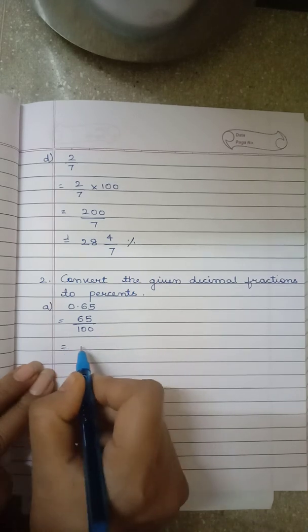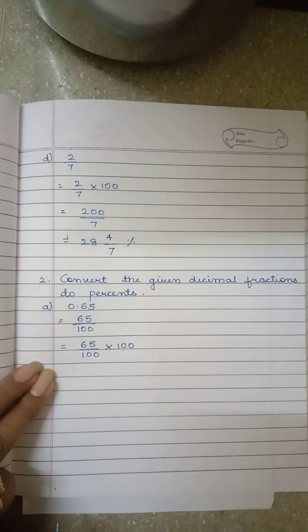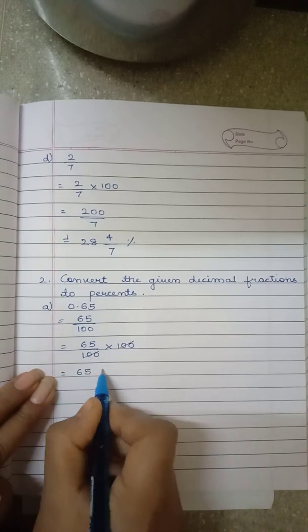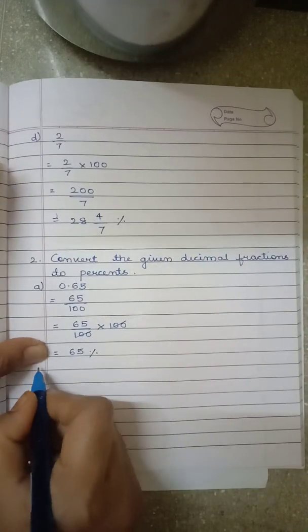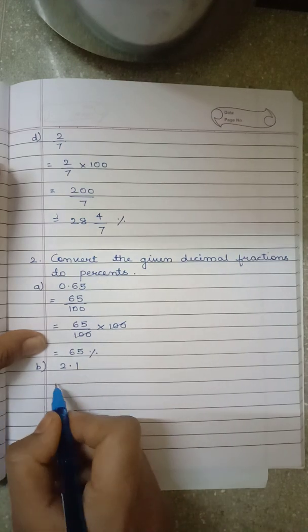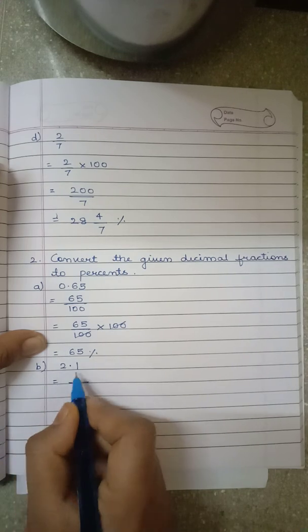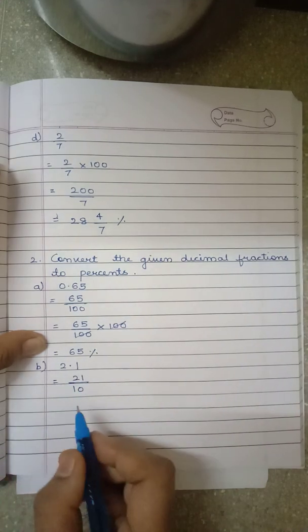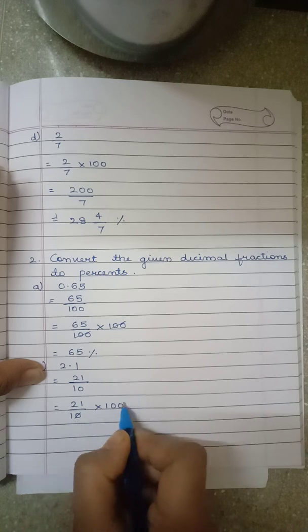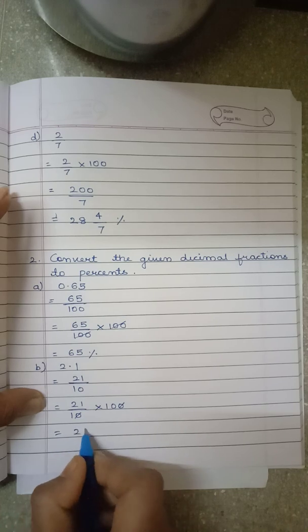Now to convert into percents, again you have to multiply this fraction by 100. Anything to convert into percent, you have to multiply by 100. So here 100 will get cancelled, and what remains is 65%. Then the next one is B, 2.1. Firstly convert it into fraction form. After the decimal point there is only 1 digit, so it will be 21 upon 10. To convert into percentage, multiply by 100. The 10 cancels, so remaining is 21 into 10, that is 210%.